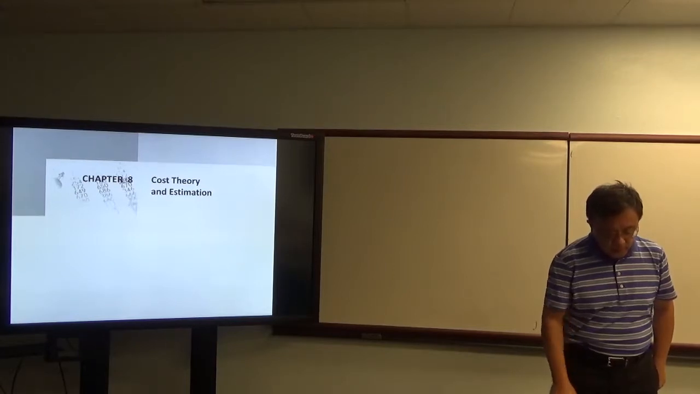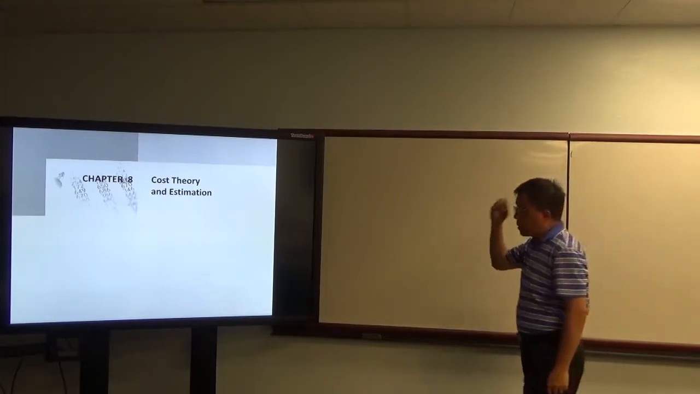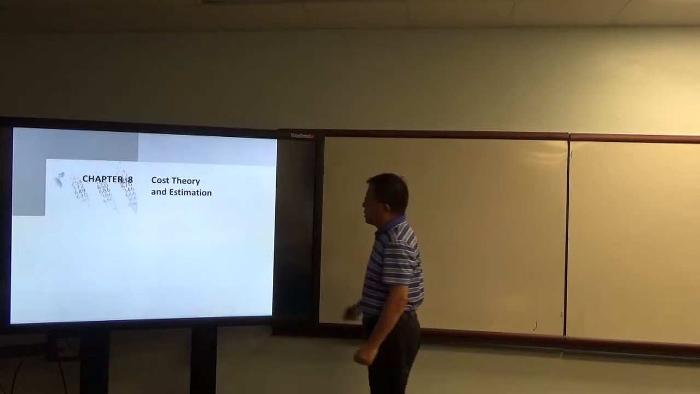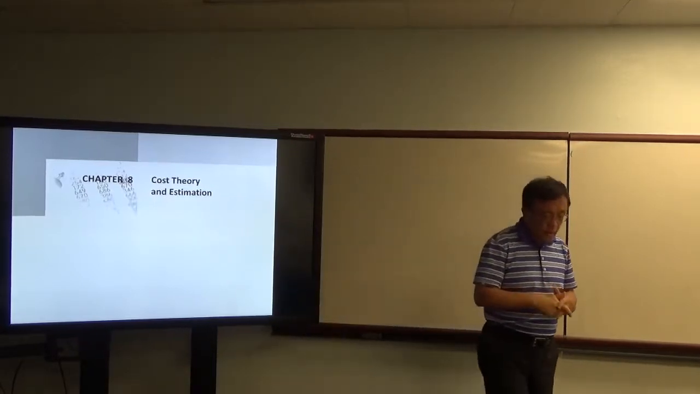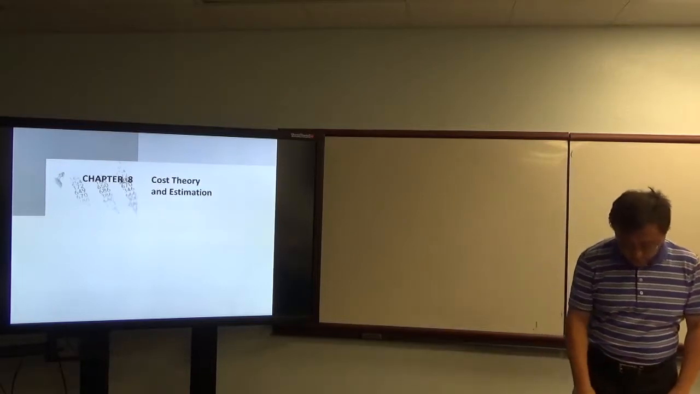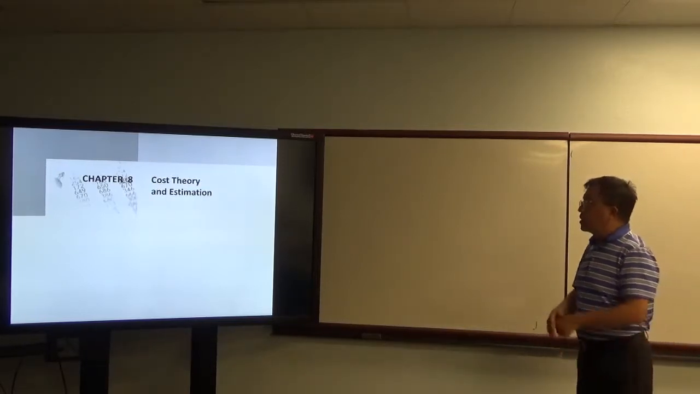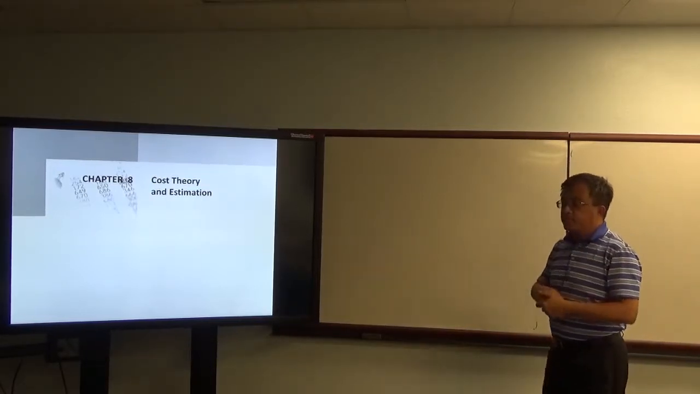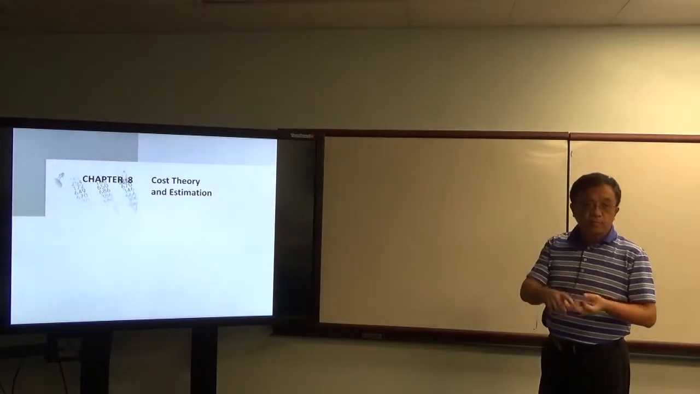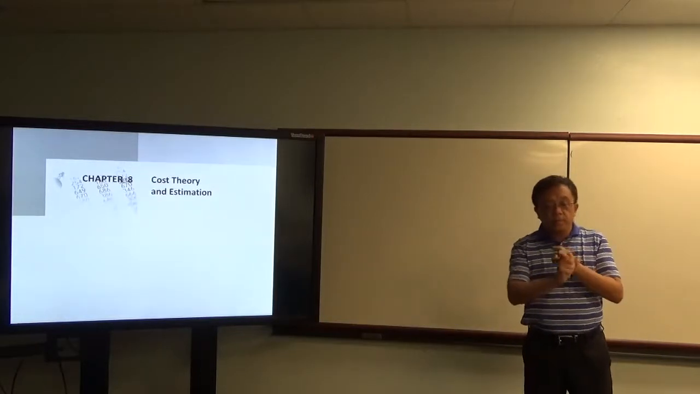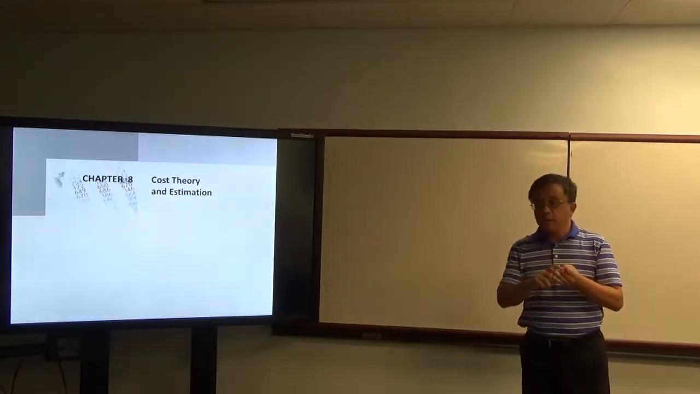So we'll take a look at chapter 8 and also chapter 9 tonight. Chapter 8 is about the cost and estimation. Chapter 9 is different types of market structures, including the purely competitive market structure, monopoly, monopolistic competitive market, and oligopoly.